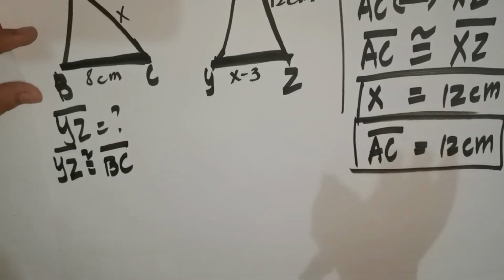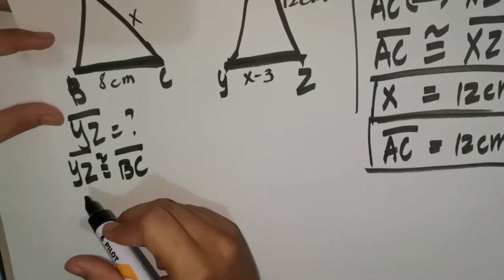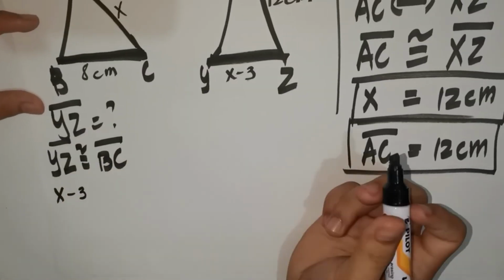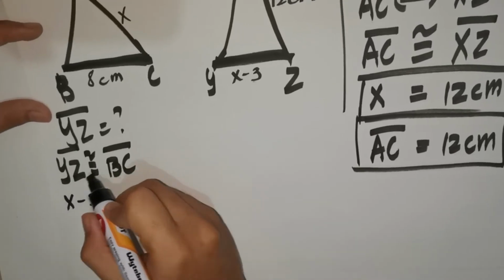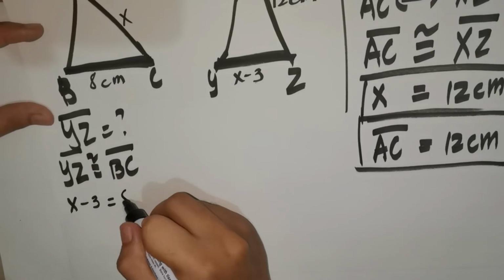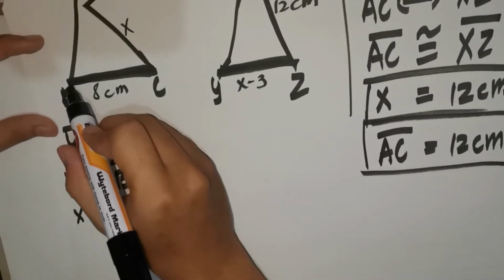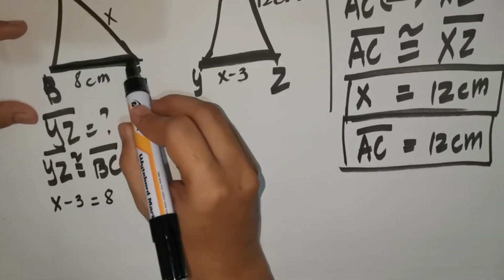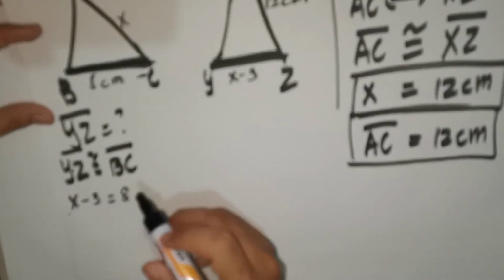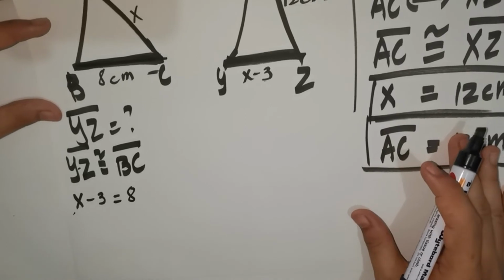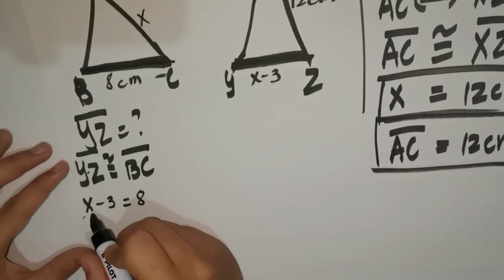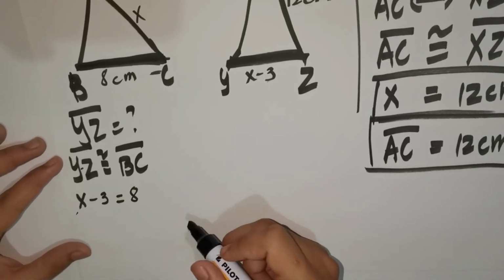So let's take a look at their measures. So we have YZ is X minus 3. Since they are congruent, the parts are congruent, the values are equal. And then we have 8. Saan nanggaling yung 8? Ito po yun. Measure po ni BC. YZ is X minus 3. BC is 8. Now, using algebra, how do we solve for this? So we have X minus 3 is equal to 8.